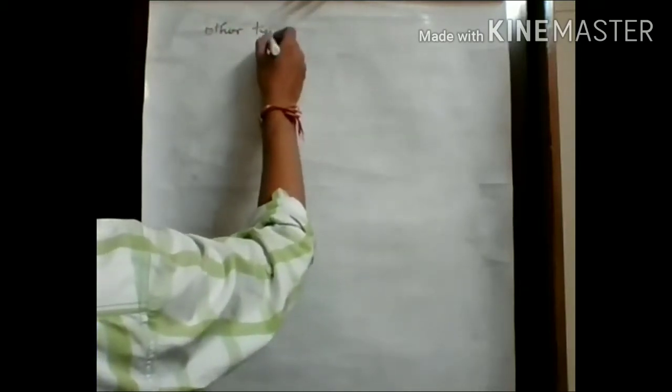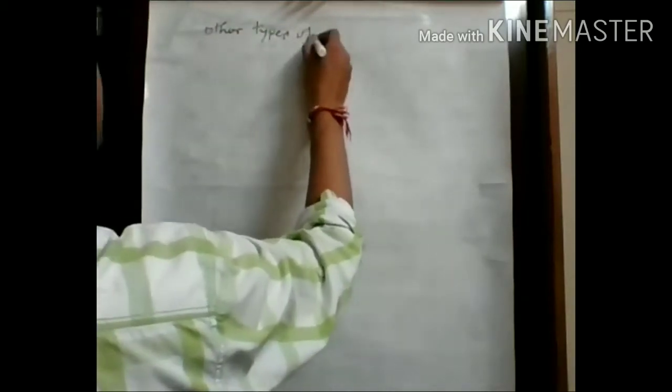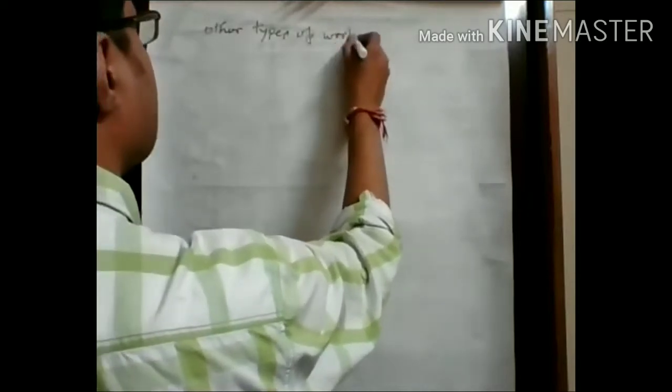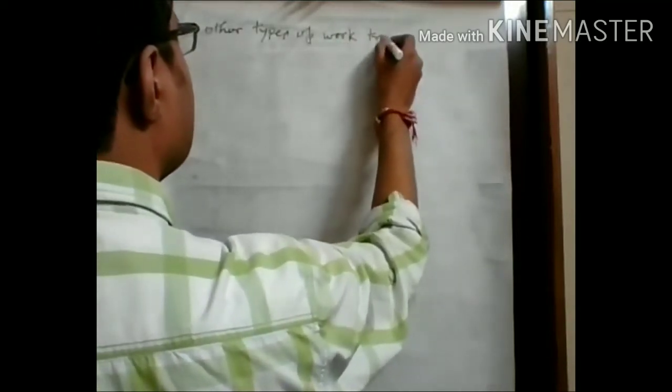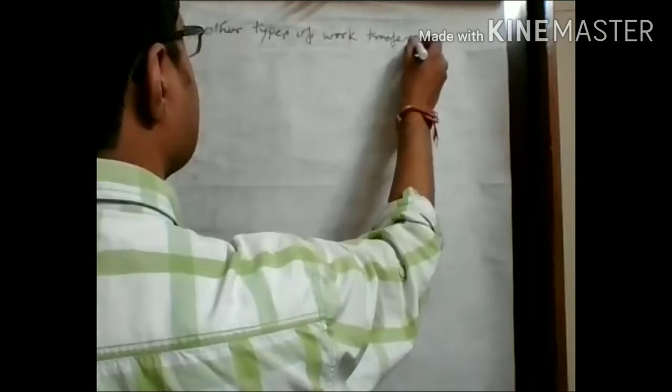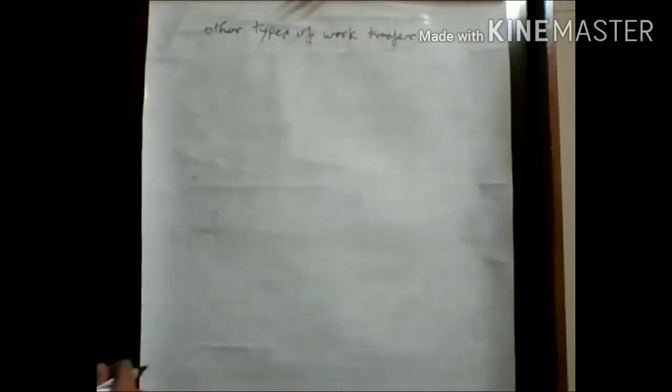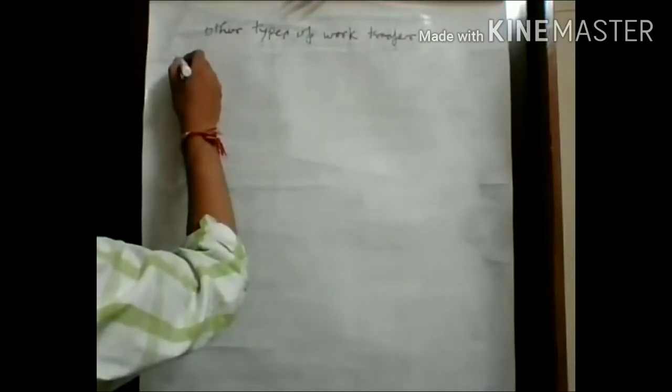So this is some concept which is related with the indicating diagram. Right now we move to some other types of work transfer. So the first one is electrical work.